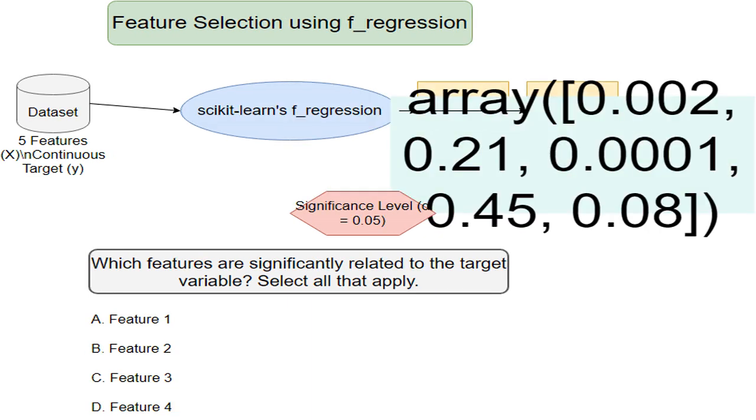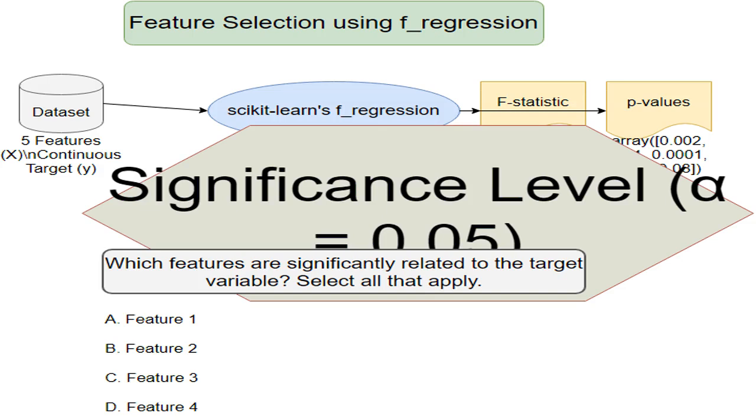The p-value tells me the probability of getting these results if there is actually no relationship between the feature and target variable. It helps me determine whether a relationship is statistically significant. These are the p-values corresponding to each feature's F statistic. For example, 0.002 is the p-value for feature 1. A very small p-value suggests that the relationship is likely real and not due to chance.